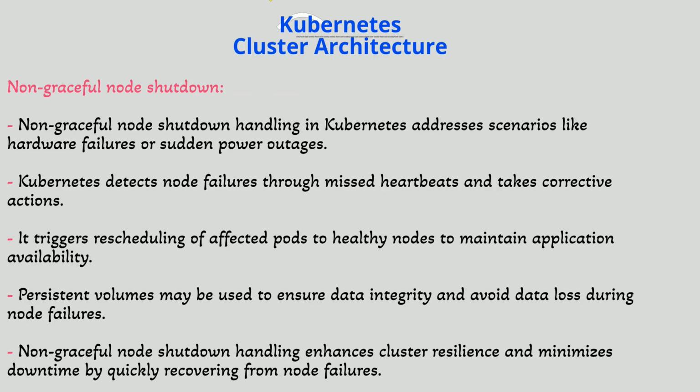Non-graceful node shutdown. Non-graceful node shutdown handling in Kubernetes addresses scenarios like hardware failures or sudden power outages. Kubernetes detects node failures through missed heartbeats and takes corrective actions. It triggers rescheduling of affected pods to healthy nodes to maintain application availability. Persistent volumes may be used to ensure data integrity and avoid data loss during node failures. Non-graceful node shutdown handling enhances cluster resilience and minimizes downtime by quickly recovering from node failures.